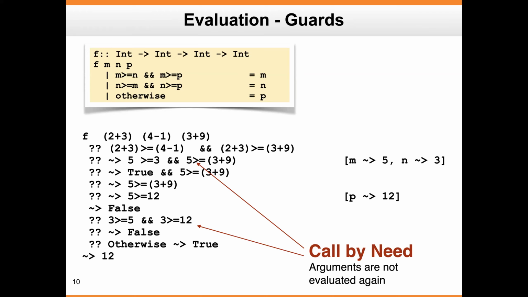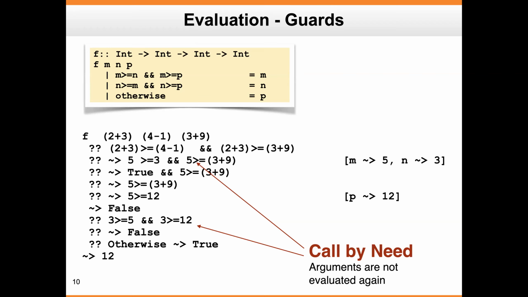The first one checks whether m is bigger than n and bigger than p. The second one checks whether n is bigger than m and p. And then the third case is executed if none of the above guards is true. Now, when we start executing, let's say we call this function f with the expressions 2 plus 3, 4 minus 1, 3 plus 9. I mean, you can imagine that these expressions can be arbitrarily complex. Here they are relatively simple, that's just arithmetic expressions.